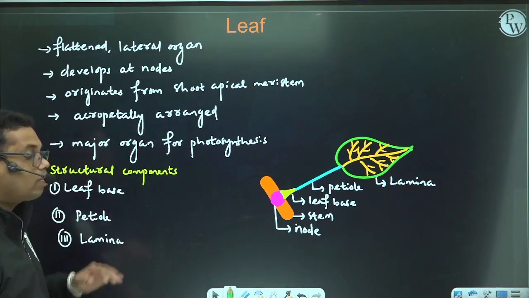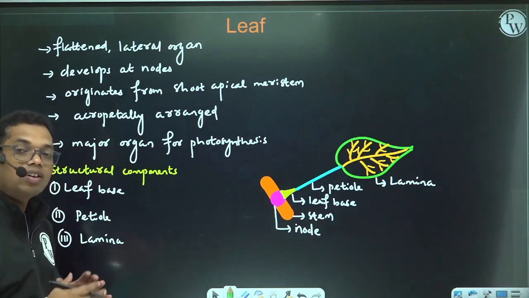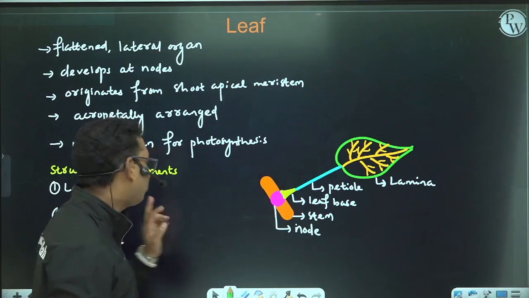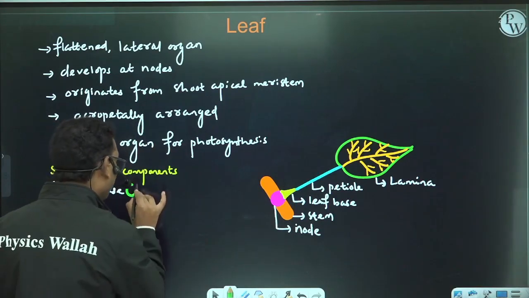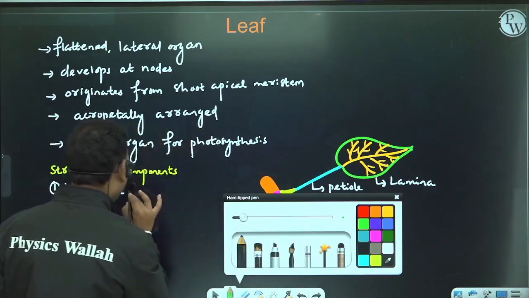Okay, so what about the components of a typical leaf? The typical leaf has three components. The lowermost component is the leaf base, and the leaf base is also called hypopodium. What do you call this leaf base? You can call this hypopodium.